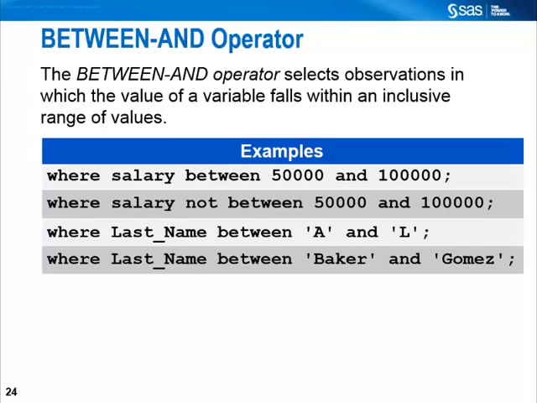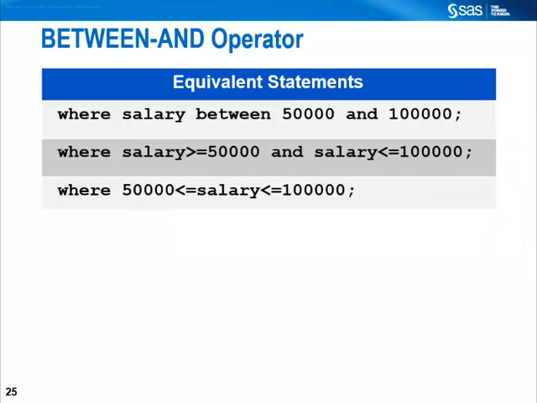BETWEEN AND operator. It selects observations in which the value of the variable falls within an inclusive range of values. So WHERE salary BETWEEN 50,000 AND 100,000. WHERE salary NOT BETWEEN 50,000 AND 100,000, so these both values will not be included then. WHERE last name BETWEEN A AND L, and WHERE last name BETWEEN Baker AND Gomes. This follows the dictionary pattern to find any values between A and L and Baker and Gomes. All these three statements are equivalent but could be written in three different ways.